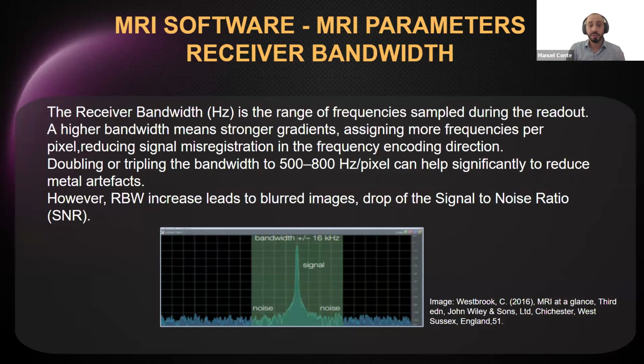Normally, the bandwidth for Siemens is expressed as Hertz per pixel. In GE it is expressed as the total bandwidth across the readout direction, and normally it is around 8, well, 8 is quite low, 64 kilohertz. And for Philips it is expressed as a water-fat shift value, and this one is very similar to Siemens than GE.